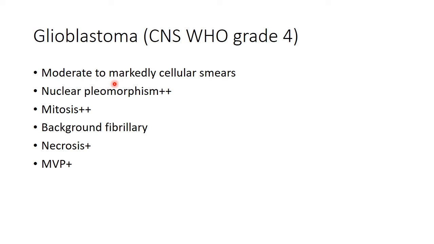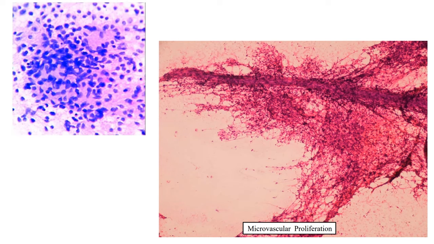Now that is called a CNS WHO grade 4 tumor. Here too the tumor has a markedly cellular look. It has a high degree of nuclear pleomorphism and mitosis. In addition, necrosis and microvascular proliferation may also be seen. So what do you see here? You see the microvascular proliferation that is typically noted in a case of glioblastoma. And what do you see here? You see the glomeruloid tuft of endothelial cells that are typically seen in a case of glioblastoma.